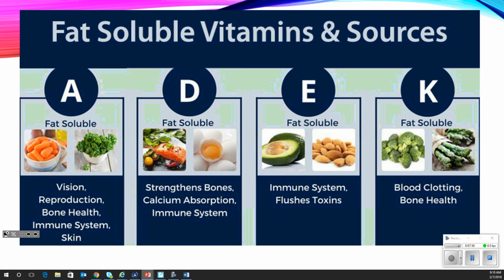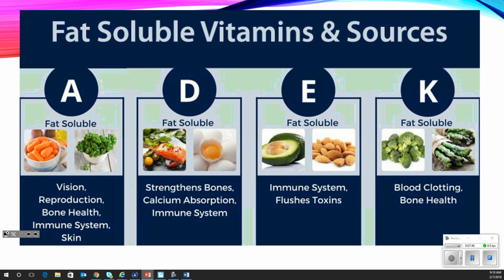So let's talk about the fat-soluble vitamins here for a second. This is A, D, E, and K. Remember from earlier slides, if you have too much of these, it can actually be toxic to your body because they are fat-soluble. They're stored in the kidneys and the liver.